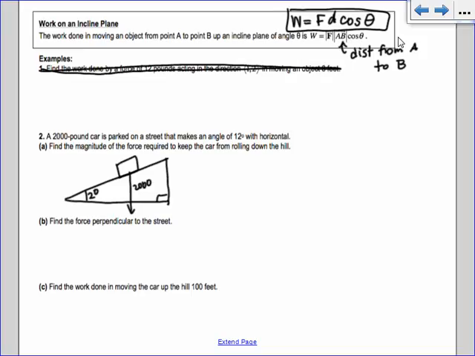So we have these pieces right here. And if you remember, this is going to be my 2,000 sine of 12 degrees. That is the force that keeps it from sliding down the hill. So 2,000 sine of 12 degrees, and when you find that, it's 415.823 pounds.